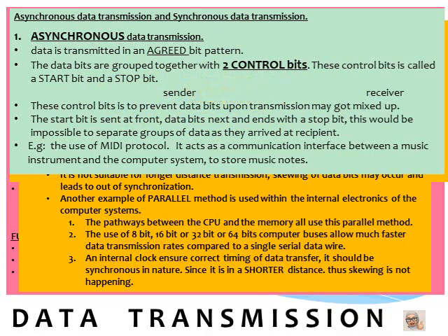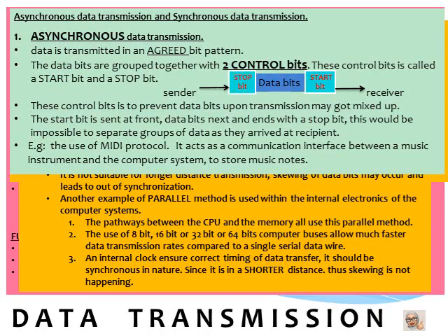The third objective of this lesson is the use of asynchronous data transmission and synchronous data transmission. First method is called asynchronous data transmission. Here data is transmitted in an agreed bit pattern. The data bits are grouped together with two control bits. These control bits are called a start bit and a stop bit. The main purpose of the control bits is to prevent data bits from getting mixed up upon transmission.